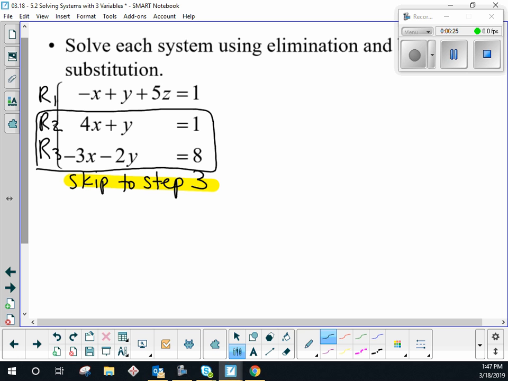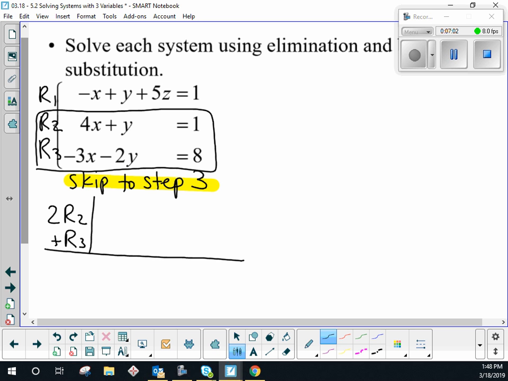So if I'm looking at R2 and R3, I have to solve this system. Which of those variables is easier to eliminate? The y is, right? Because in row 2, there's no coefficient in front of it. Also, they already have opposite signs, so that's a good setup. So what kind of math do I need to do to get the y's to eliminate? Multiply by 2, perfect, on that second row, right? So this is what I'm going to do. Okay? So I'm going to do 2 times row 2. I'm going to add it to row 3.